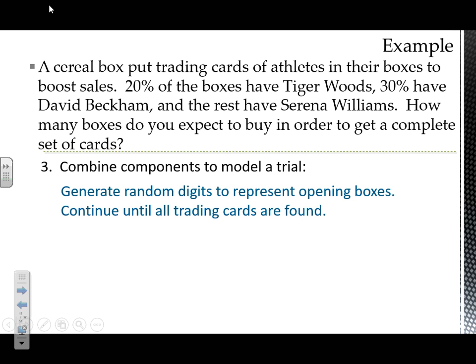And now picking up where we left off, continue on. What's the next? 0. Then 0. 1. Keep going. 9. 2. Okay. So we have 3 zeros, 1, 9, 2. So there's Tiger, Serena, Beckham. We got all 3 now. So that took us 6 boxes. Okay, continue on.